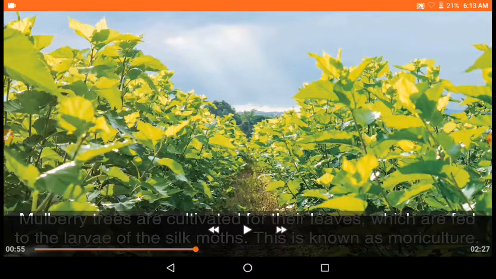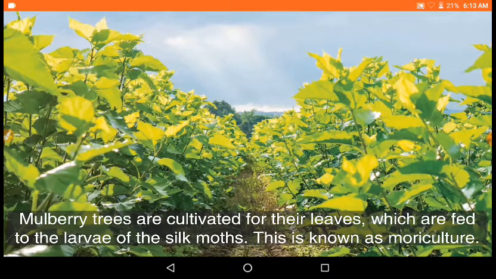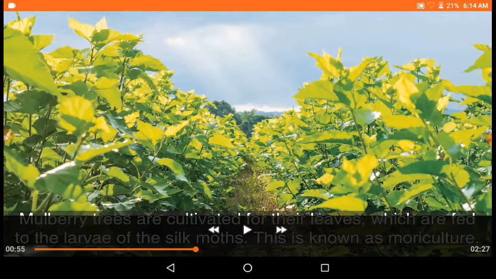Basically, in the first step, the silk moths lay eggs, then the farmer will keep them in the leaves of mulberry trees, and that process is known as the moriculture process.